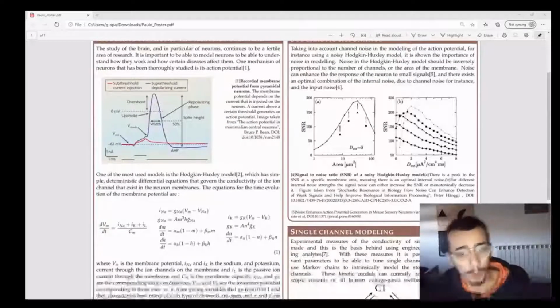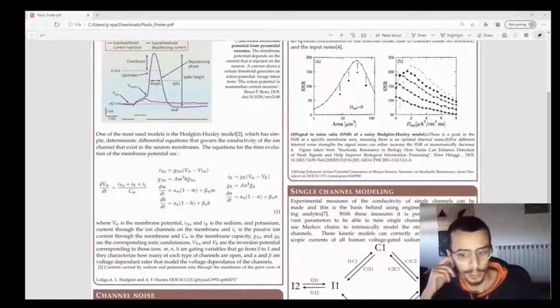The current hallmark model for modeling the generation of action potentials in neurons, which is called the Hodgkin-Huxley model, is a completely deterministic set of differential equations, which doesn't take into account any kind of noise in this process. When this model was first introduced, this made sense as the number of ion channels was so big and the current that went through each one of them was so small that it could be thought to neglect their effects in the generation of action potentials.